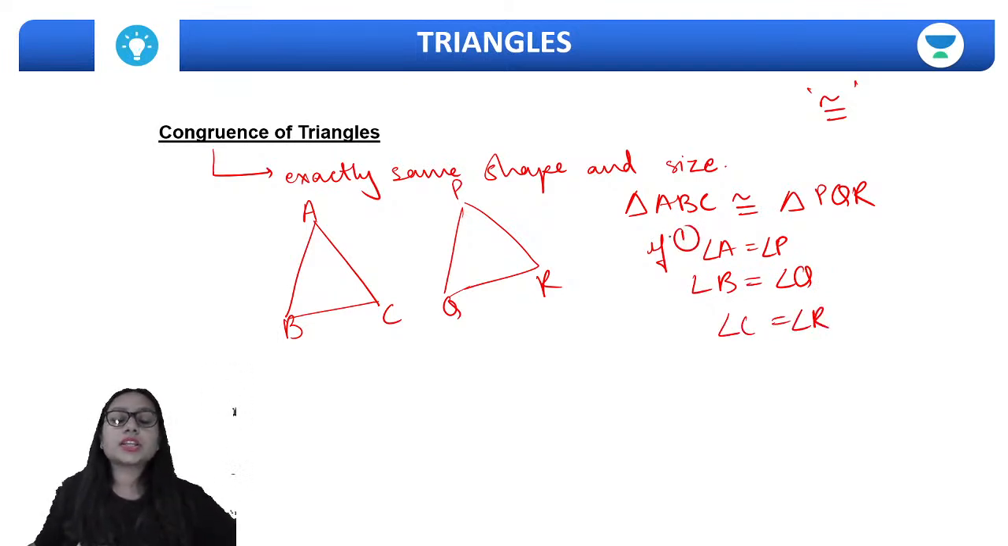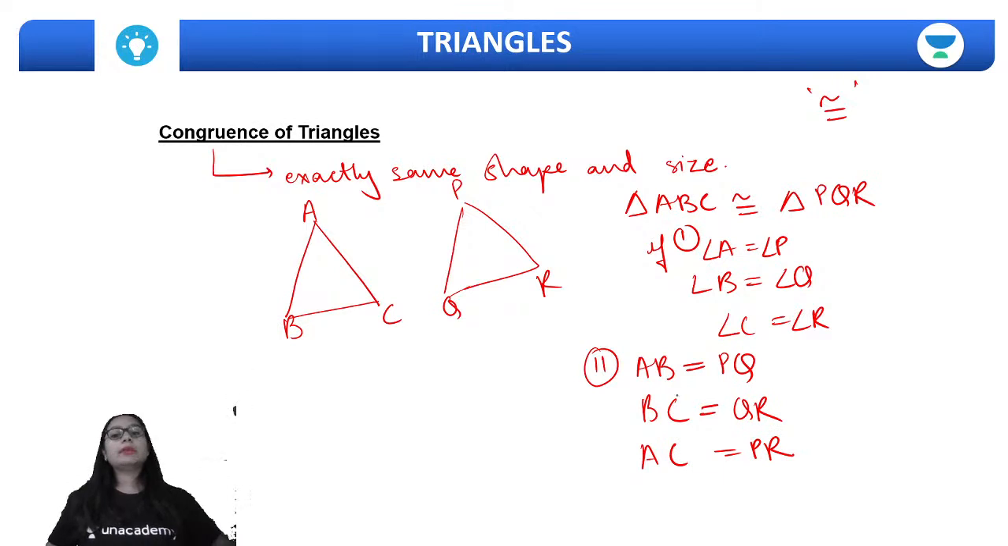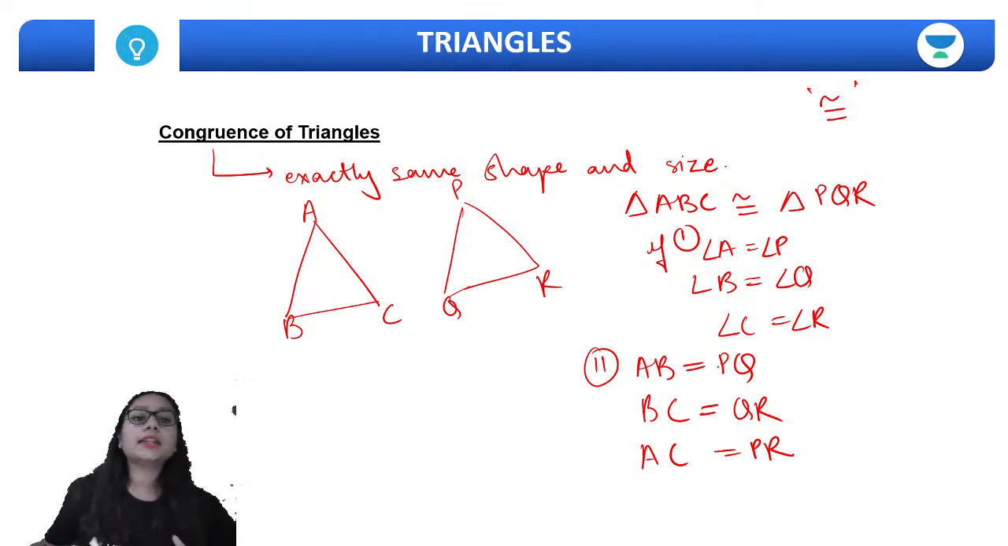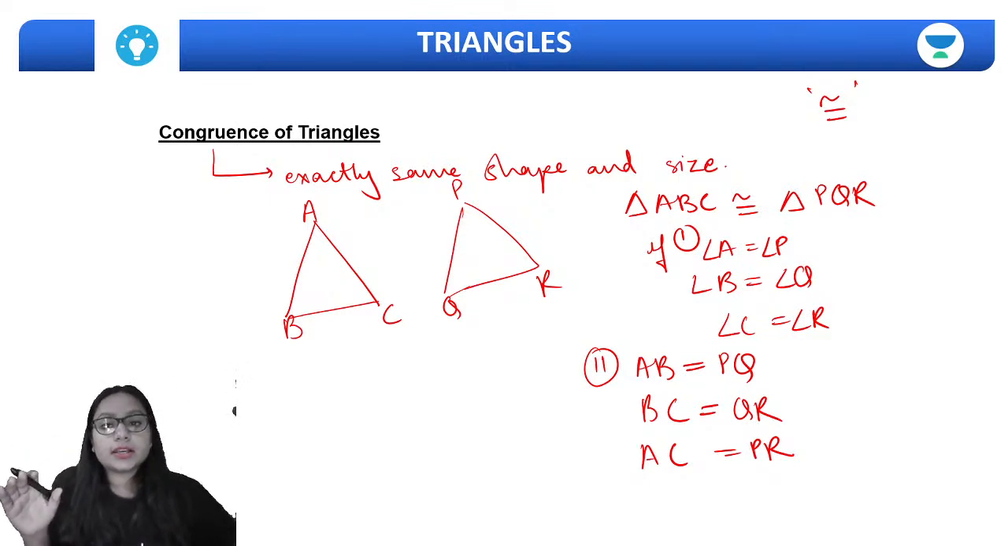So this condition is the same as the similarity of triangles. The second condition is that the sides should also be the same. So AB should be equal to PQ, BC is equal to QR, and AC is equal to PR. So in similarity the ratio should be the same, but in congruency the size should be exactly the same. I hope the definition of congruency is clear to all.